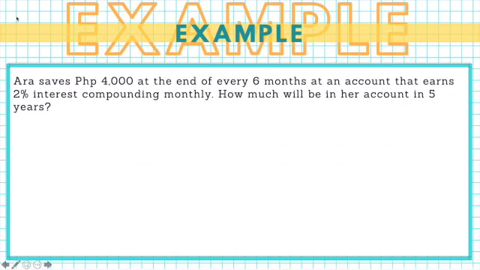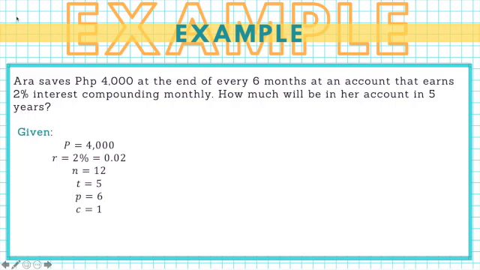Ara saves 4,000 pesos at the end of every 6 months at an account that earns 2% interest compounding monthly. So the question is, how much will be in her account in 5 years? So again, we start with our given values. Periodic payment is 4,000. The rate is 2% or 0.02. The number of compounding periods is 12 since it compounds monthly. The time is 5. The number of months in the payment interval is 6 since she saves every 6 months, and the number of months in a compounding period is 1 since it compounds monthly, or every 1 month.